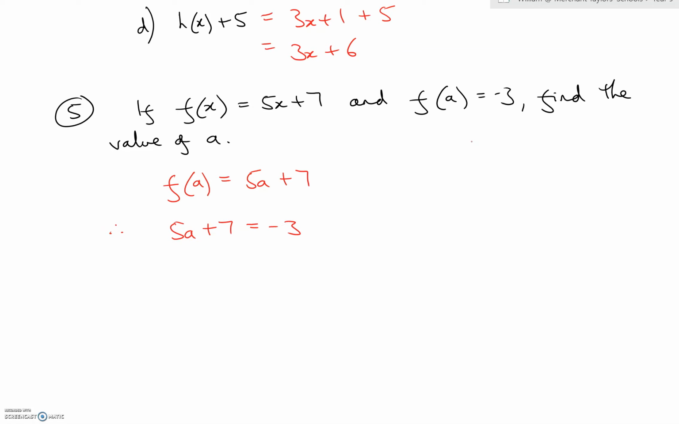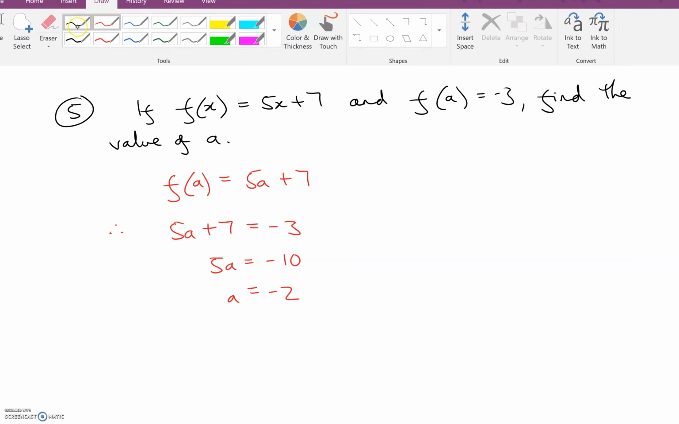f of a is 5a plus 7, and f of a equals minus 3, therefore 5a plus 7 equals minus 3. And then I can solve: minus 7, divide by 5. So these are all the kind of basic functions questions, substitutions. We're going to look at some values that need to be excluded from the domain next, so the last little bit of the notes.